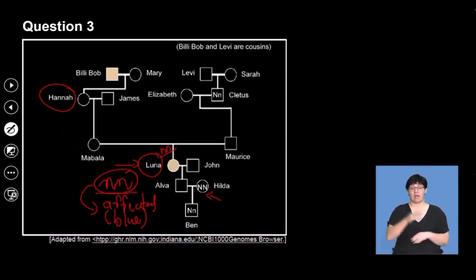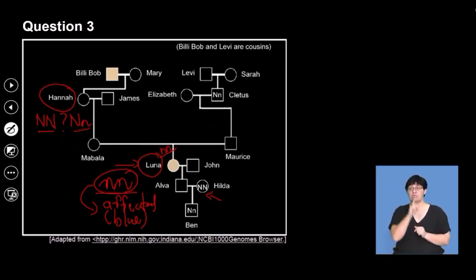Let's look at Hannah. Hannah's quite interesting because she has an unshaded circle, so she's female, and we know that she should have either two dominant alleles, or a combination of a dominant and a recessive allele. So Hannah could be either one of these two. The question is, are we sure? Let's try and determine that.